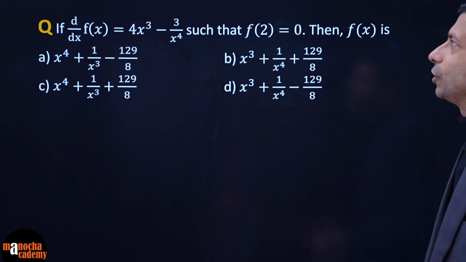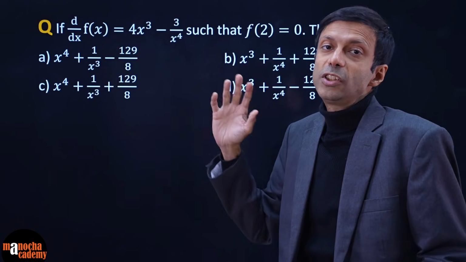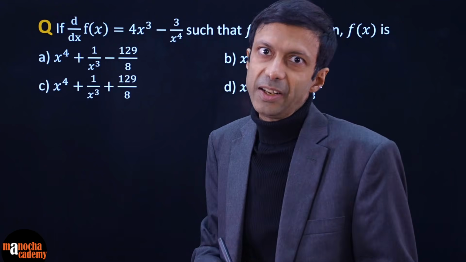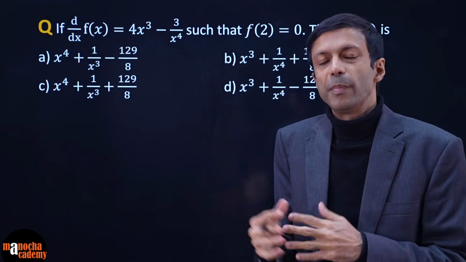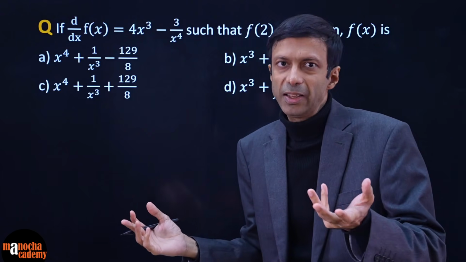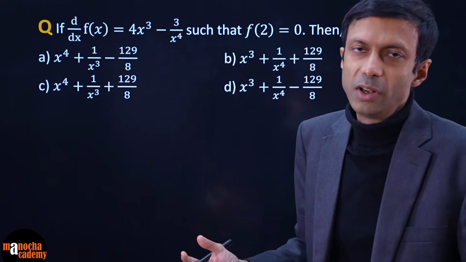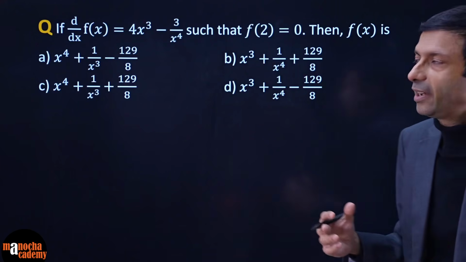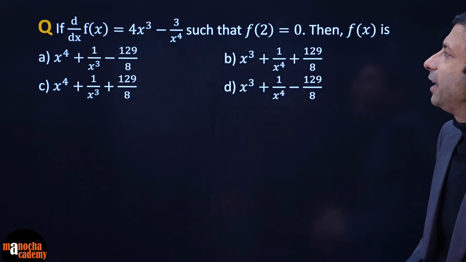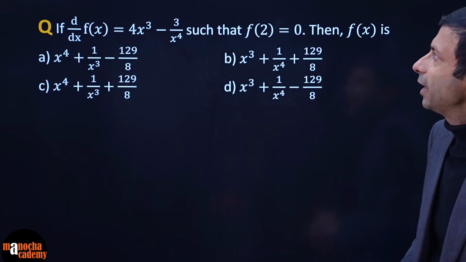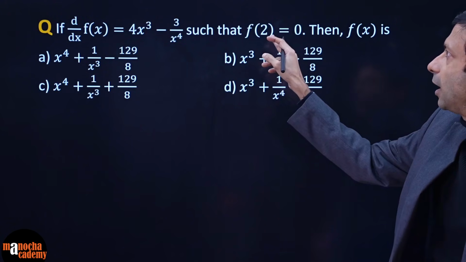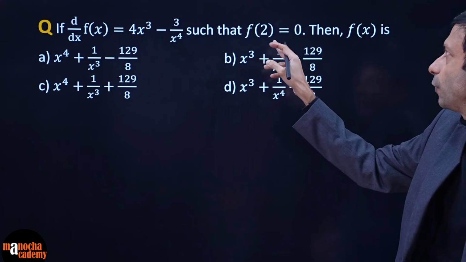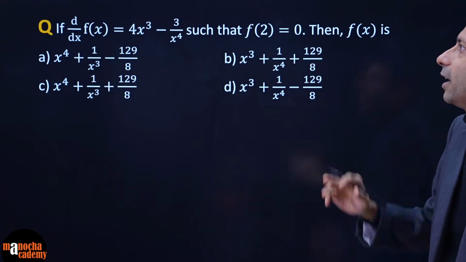Another very interesting question: if d/dx of f(x), so all these questions we have taken from the NCERT textbook, right? Now when you pick up your NCERT textbook, many of the questions are done. The remaining, there are a few more, you can do those also, right? But you have got a good variety here. So this one also, see, d/dx of f(x) is 4x cubed minus 3 by x to the power 4, and such that they have given you the function at 2, not the f dash x, the function at 2 is equal to 0. Then they are asking you to find the function.